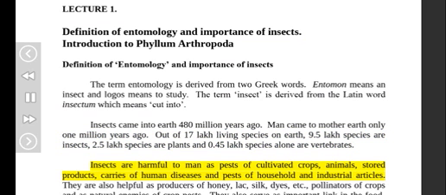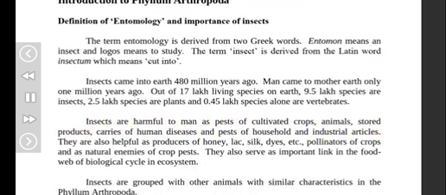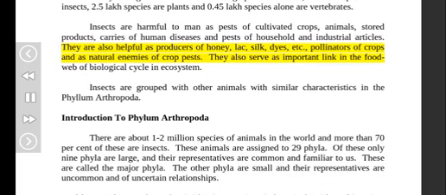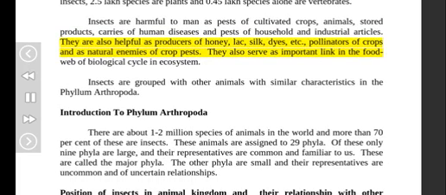Insects are harmful to man as pests of cultivated crops, animals, stored products, carriers of human diseases, and pests of household and industrial articles. They are also helpful as producers of honey, lac, silk, dyes, etc., pollinators of crops, and as natural enemies of crop pests. They also serve as important link in the foodweb of biological cycle in ecosystem. Insects are grouped with other animals with similar characteristics in the phylum Arthropoda.